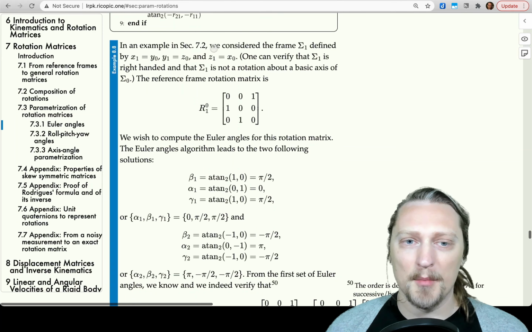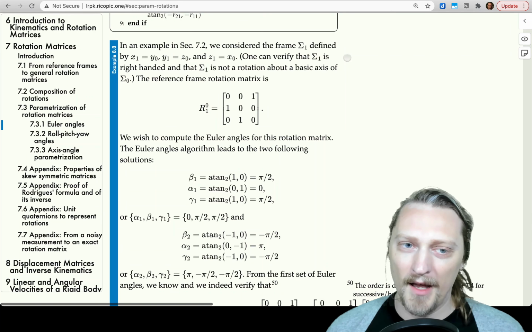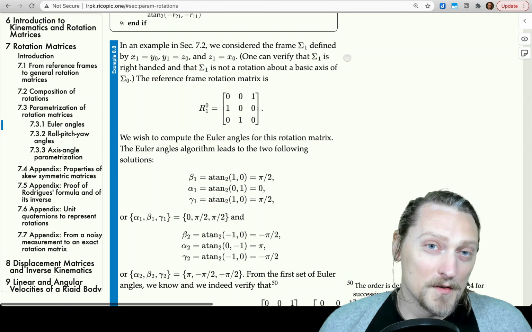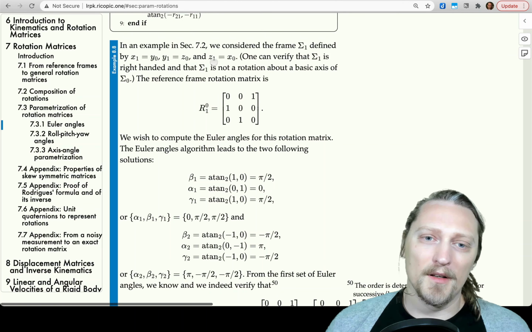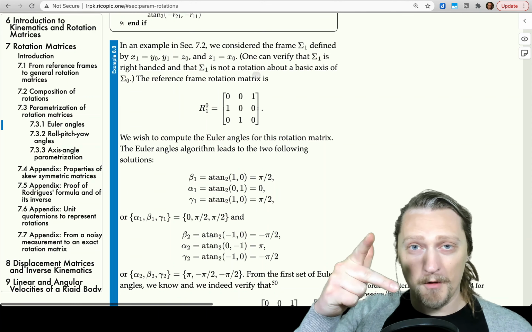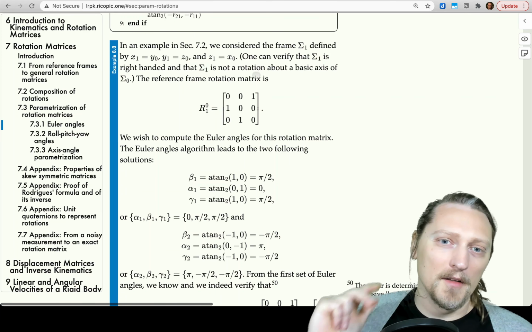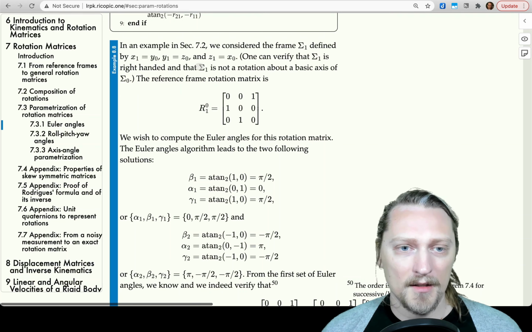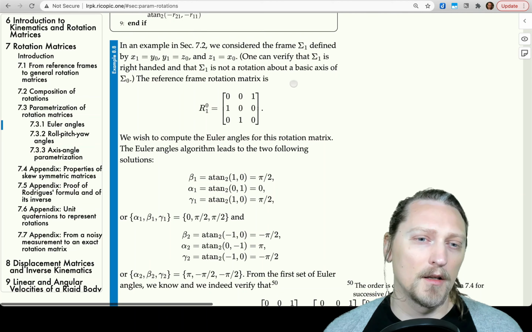In example 7.2, we considered the frame sigma 1 defined by, remember this, the new x-axis, call it x1, equal to the old y-axis. So x1 equals y0, y1 equals z0, and z1 equals x0. We got a right-handed reference frame 0, and then we rotated it to get our new sigma 1. One can verify that sigma 1 is right-handed and that sigma 1 is not a rotation about a basic axis of sigma 1, as we discussed very shortly in that problem.